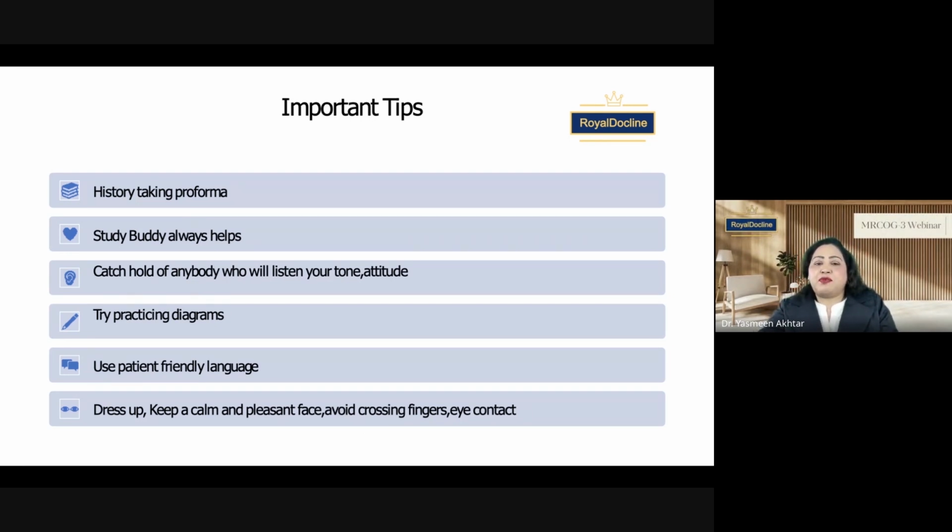Remember, this is an exam. If you fail, no problem. You can attempt it a second time, but be confident in yourself. Avoid crossing your fingers; always keep your hands open. You should have eye contact with the examiner, with the patient, with anybody. These are the small tips which I would say are important. You can do all of them if you concentrate.